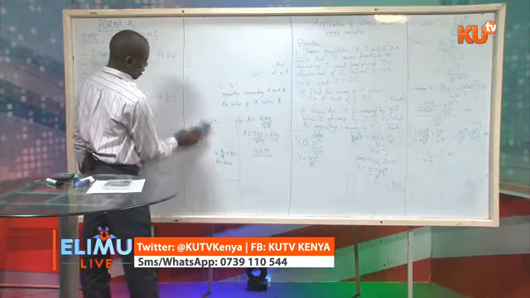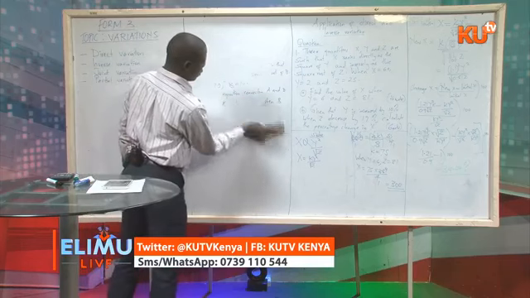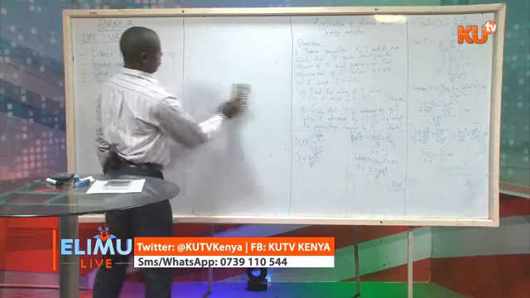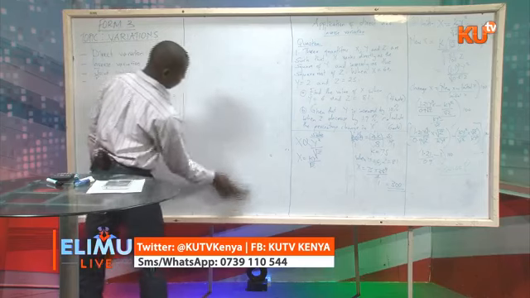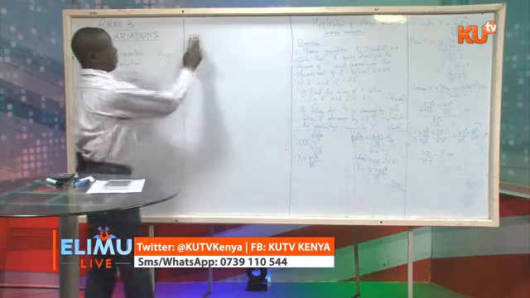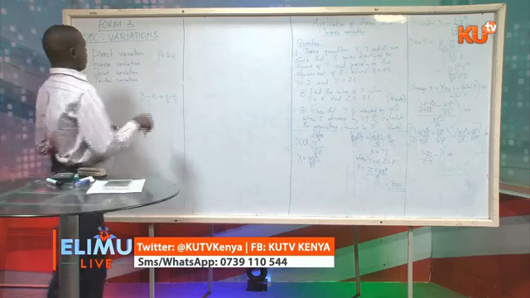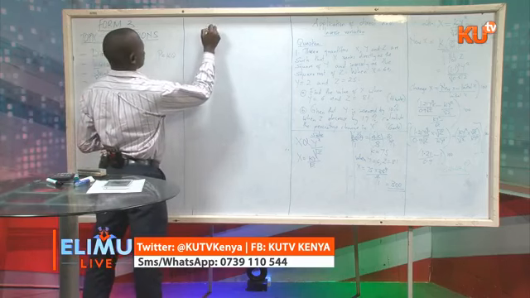And so number 3 is to understand joint variation.